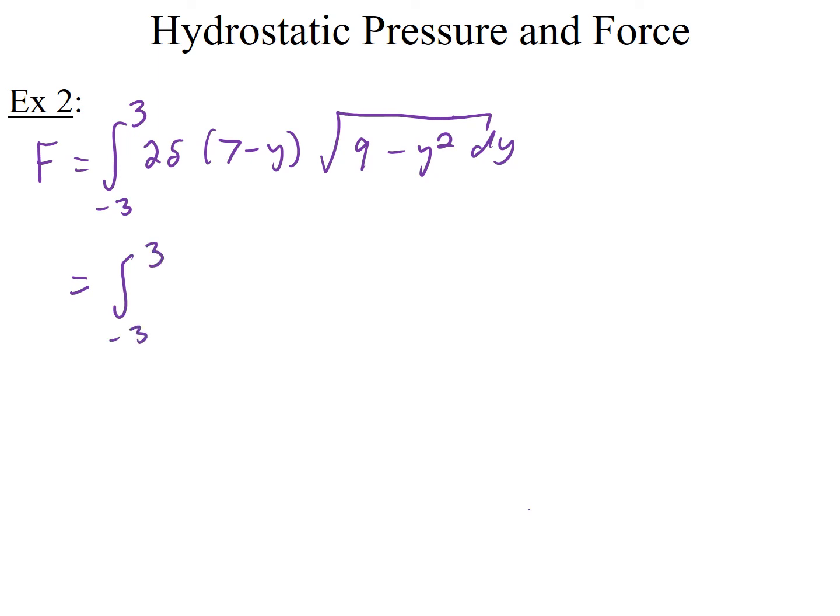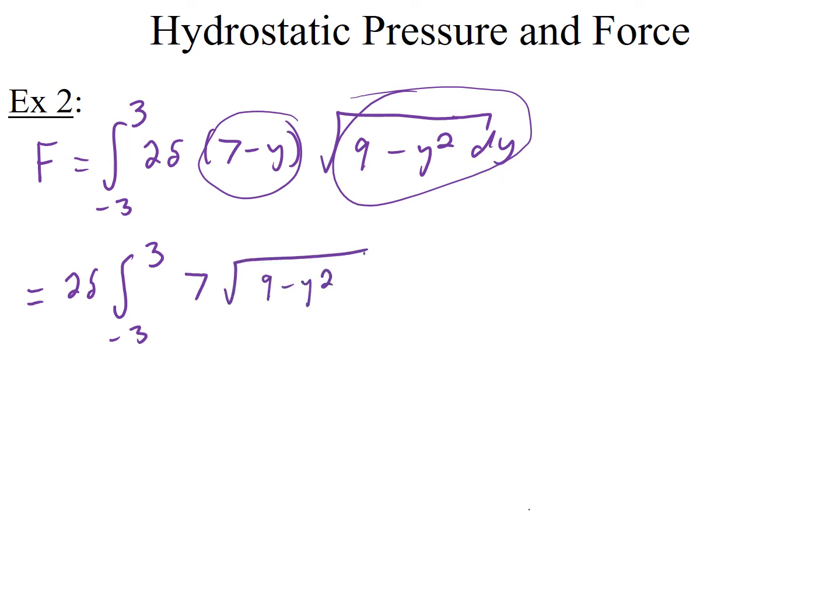The 2 delta is not a big deal. Maybe I should just put that in the front. Remember, in the front, you just copy it down, or I could pull it out of the integral. And then I'm going to distribute this. I'm going to do 7 times the root, and then minus y times the root. So we get 7 times square root of 9 minus y squared dy, plus the other integral. Instead of using parentheses, I'll just write the 2 delta again: 2 delta integral from -3 to 3 of, oh, it's a minus, isn't it? Okay, I'll fix that after. So y square root of 9 minus y squared dy.